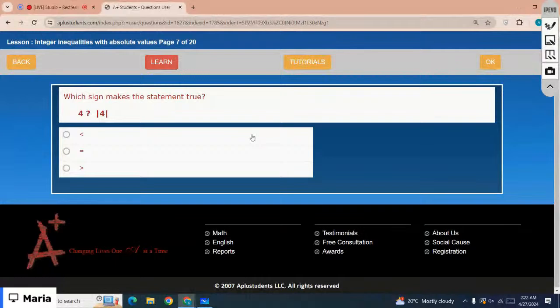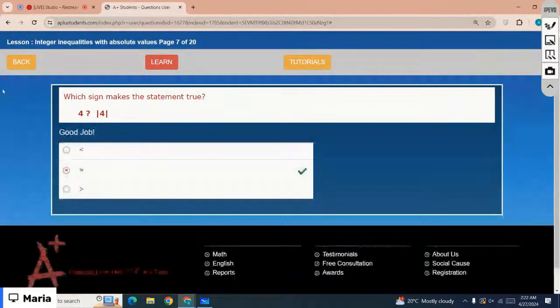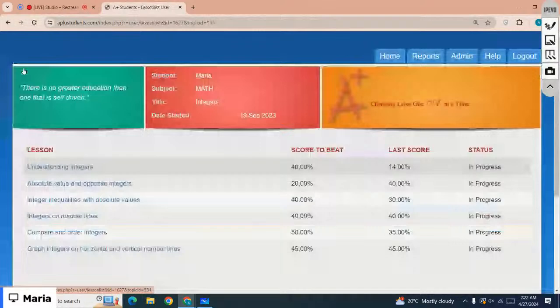Yes, they both are exactly equal. Okay, you can complete the lesson by yourself later today. Let me just move on to the next lesson. The next one is integers on number line.